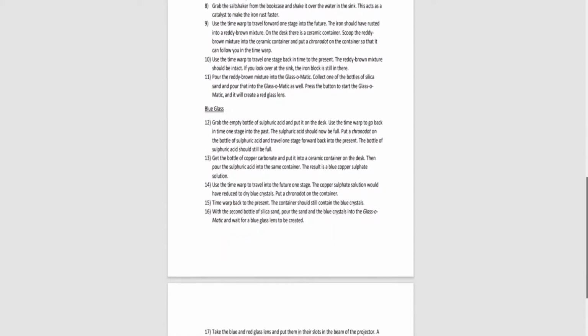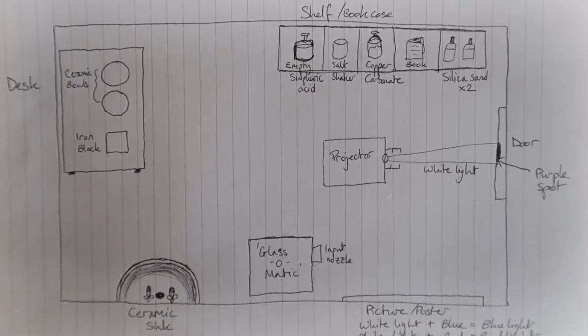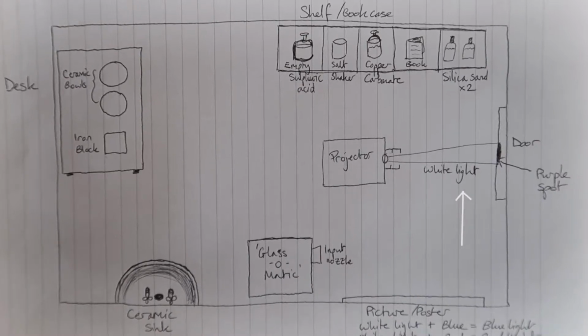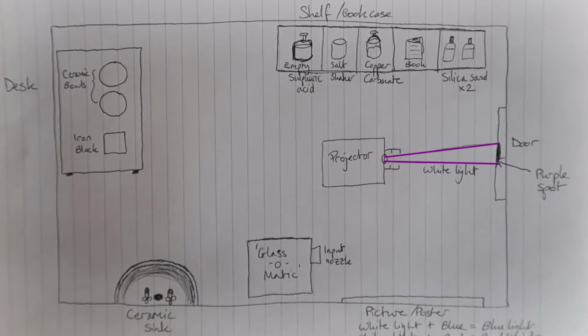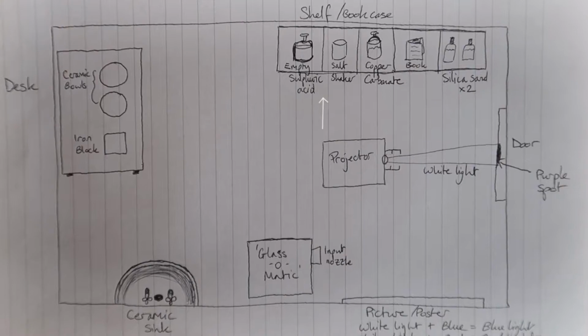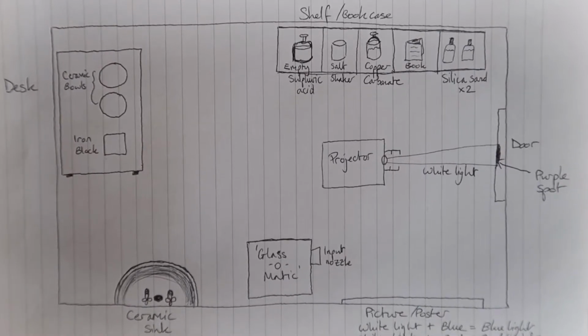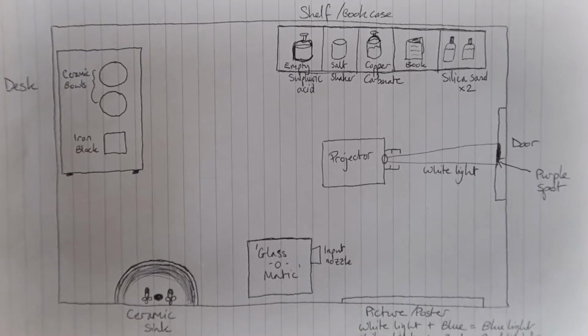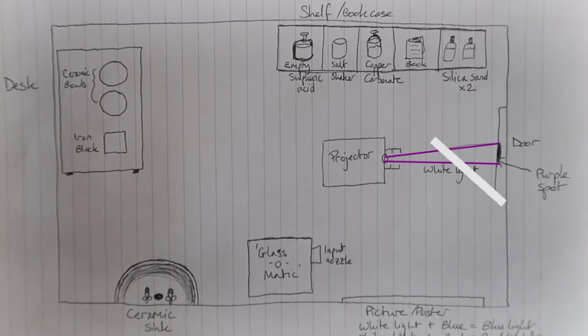I even wrote down a full solution for how this is going to work. Basically, the premise of this puzzle is to turn the white light that's being projected onto the door into purple light. And the way that you can do that is by using the ingredients and the equipment that are in the room to make red and blue glass. And then when white light is shone through red and blue glass, it makes purple light and the door will open.